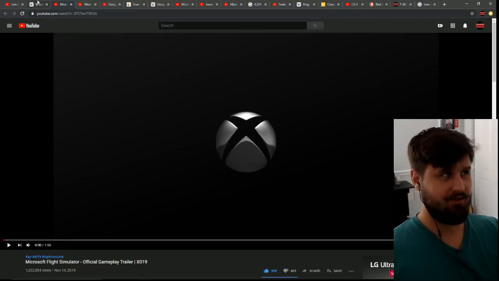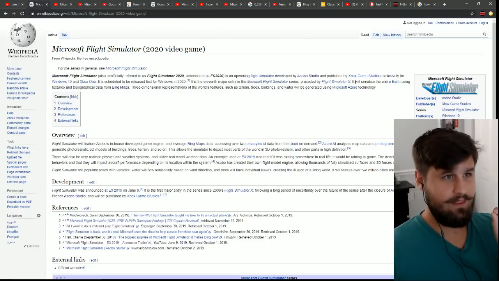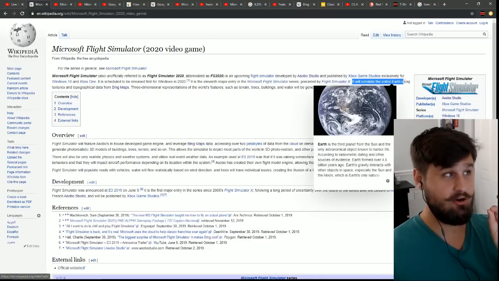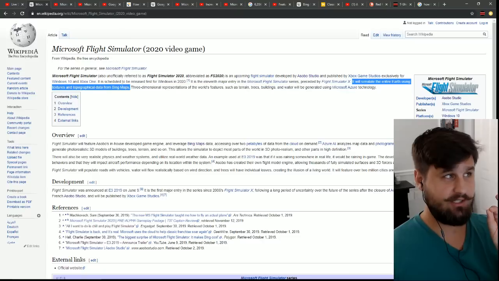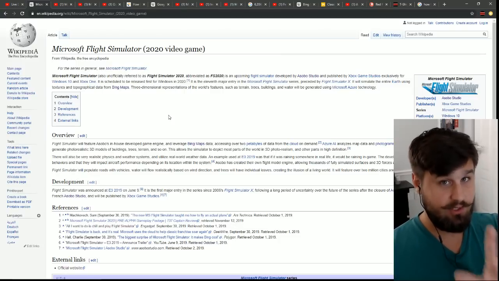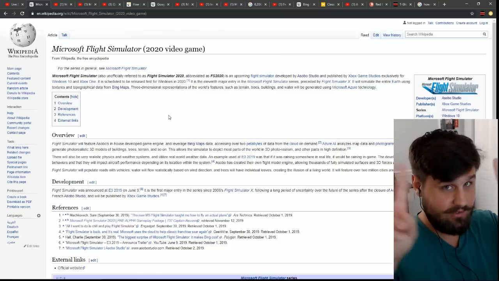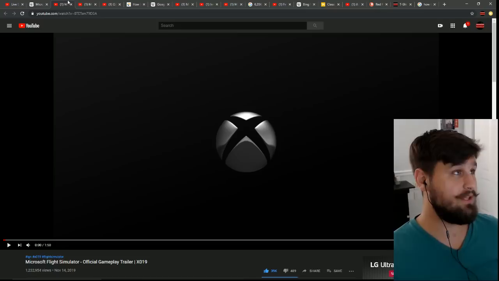And just before I start it, let me just specify something. Microsoft Flight Simulator will simulate, I'm quoting here, the entire Earth using textures and topographical data from Bing Maps. In Microsoft Flight Simulator 2020, you can fly anywhere on the alleged sphere Earth. Okay, let's play the trailer.